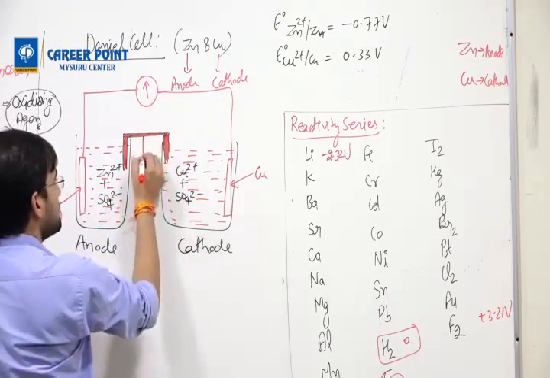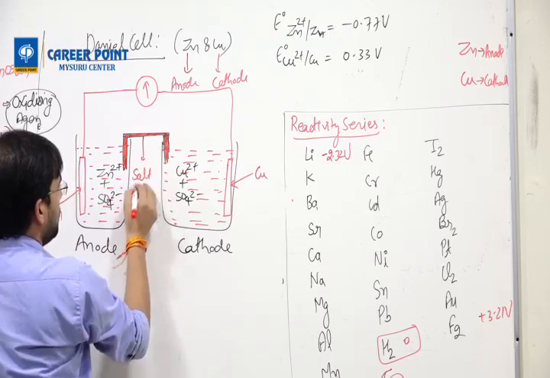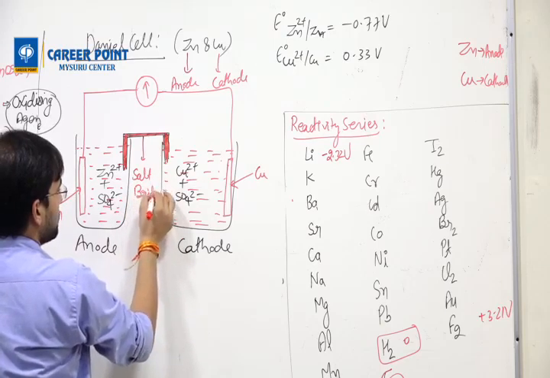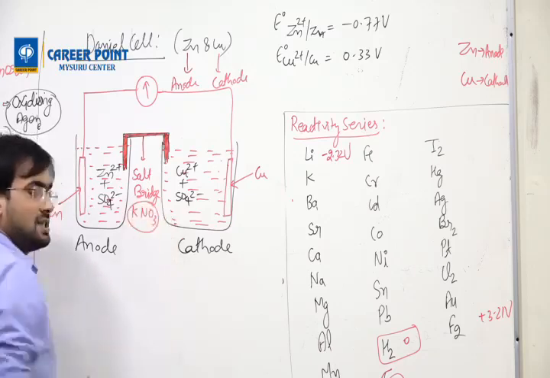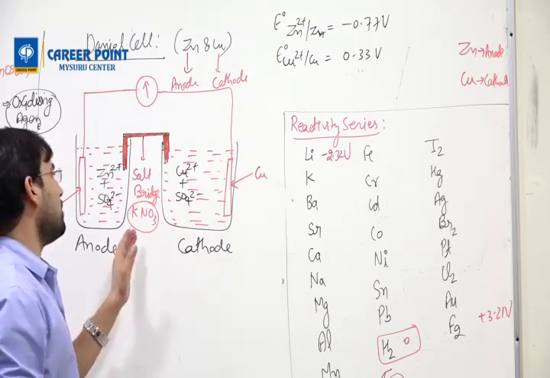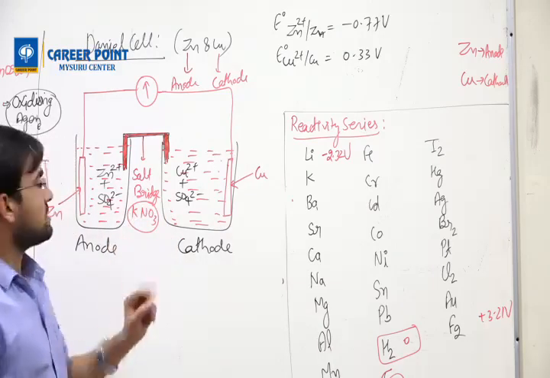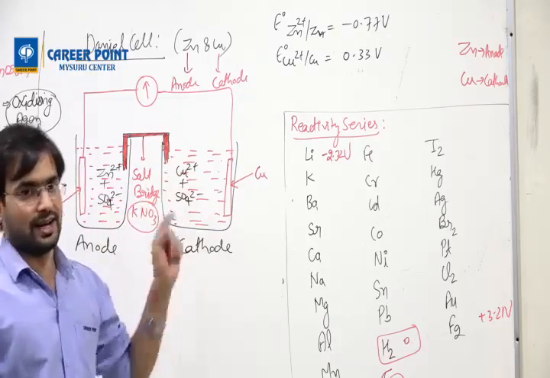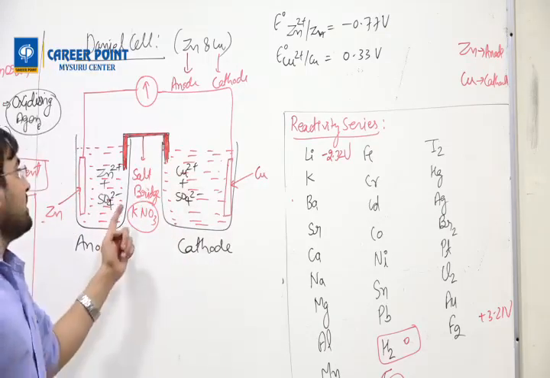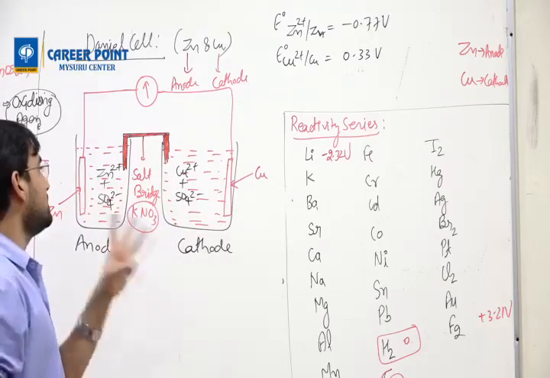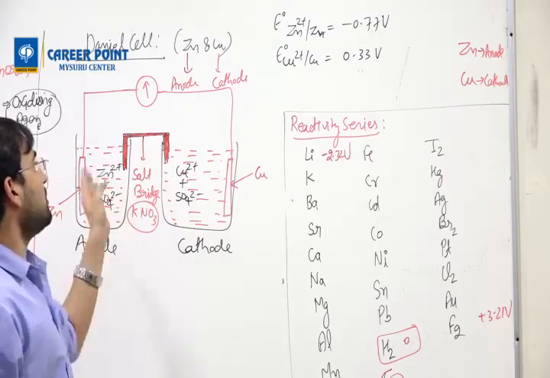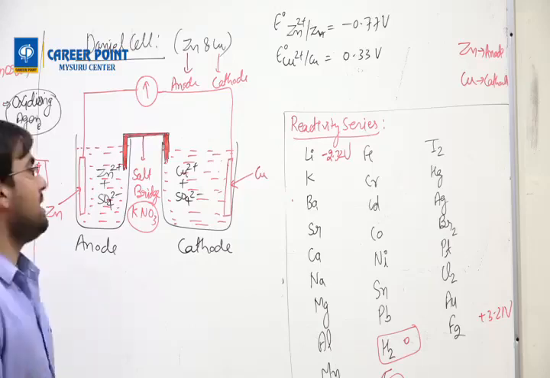Now this is known as salt bridge. It is made up of a salt: KNO3, KCl, KBr, anything. Okay. It does 2-3 purposes. It closes the circuit, it connects the circuit. Second, it maintains the electrical neutrality in both the chambers. Third, it decreases the potential difference between cathode and anode.